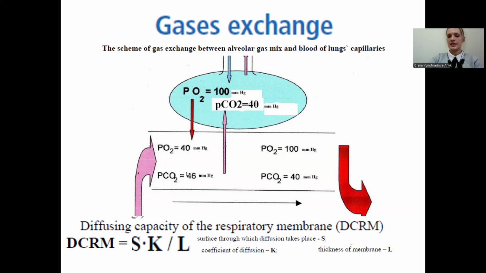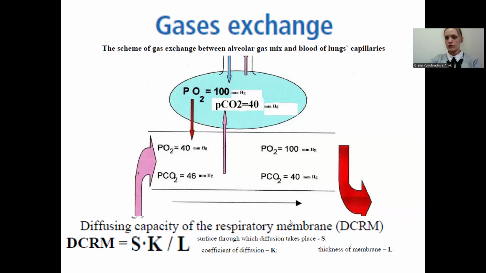About carbon dioxide, because the exchange should also happen for carbon dioxide: in the blood it is 46 millimeters Hg, but in the alveoli 40 millimeters Hg. That's why we have a difference between partial pressure inside the alveoli and inside our blood. That's why this is the main factor for gas diffusion.